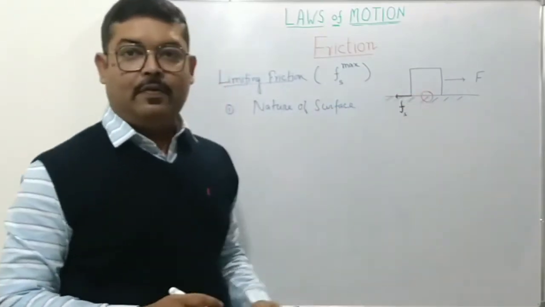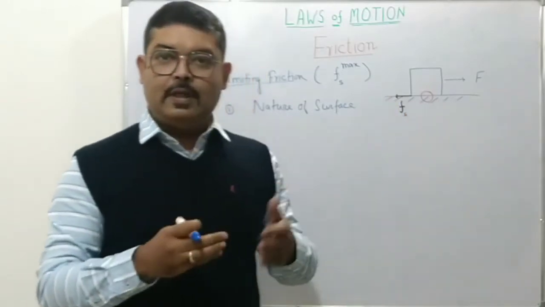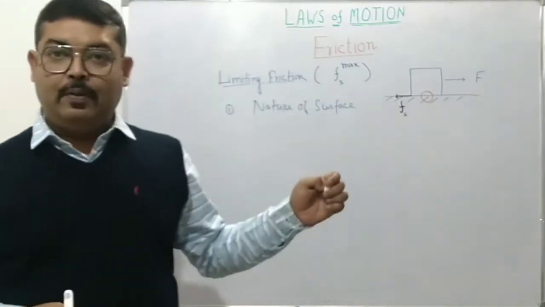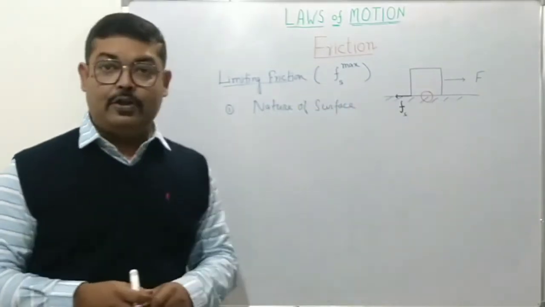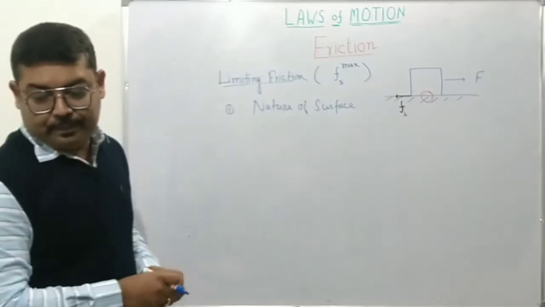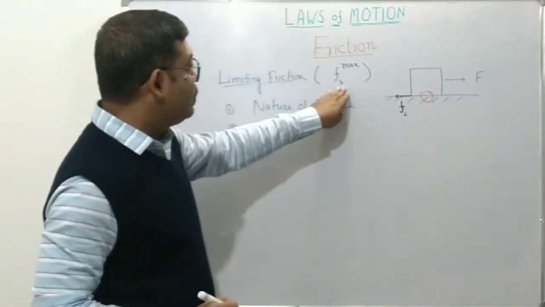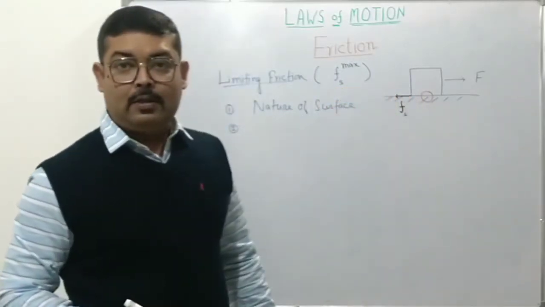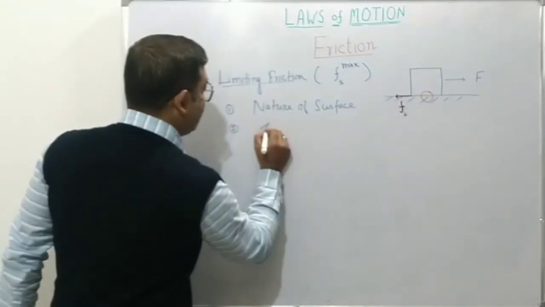What kind of surfaces are in contact? Different contact surfaces will give rise to different amounts of limiting friction, or different values for limiting friction. Number two is that this force of limiting friction is always tangential to the surface in contact, as we have seen here. So it's always tangential.